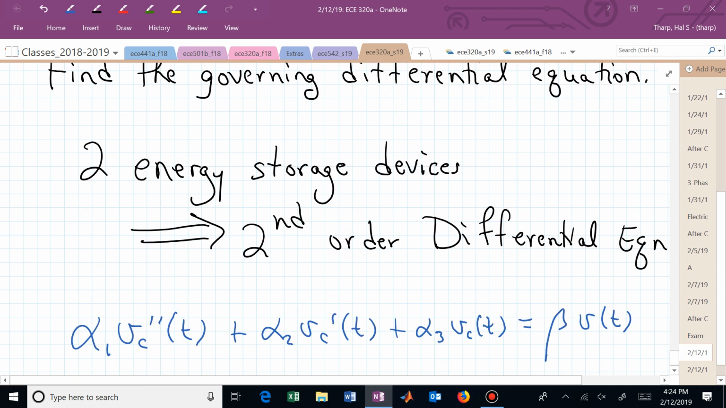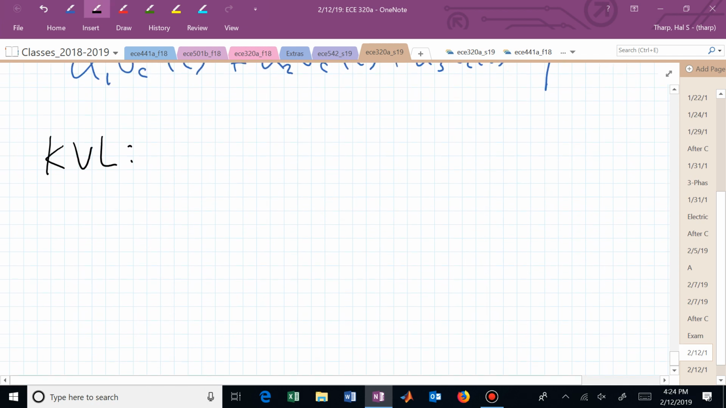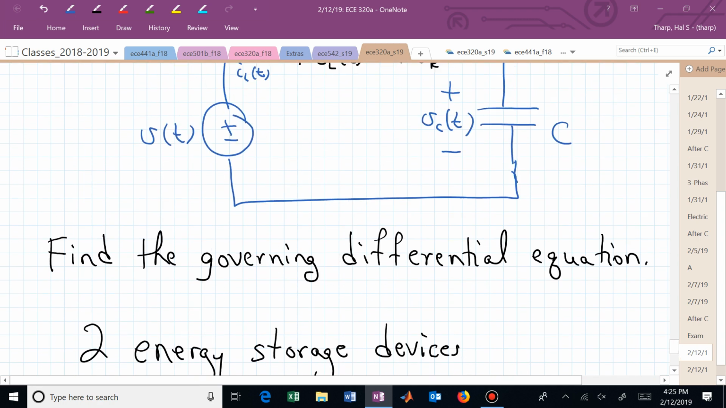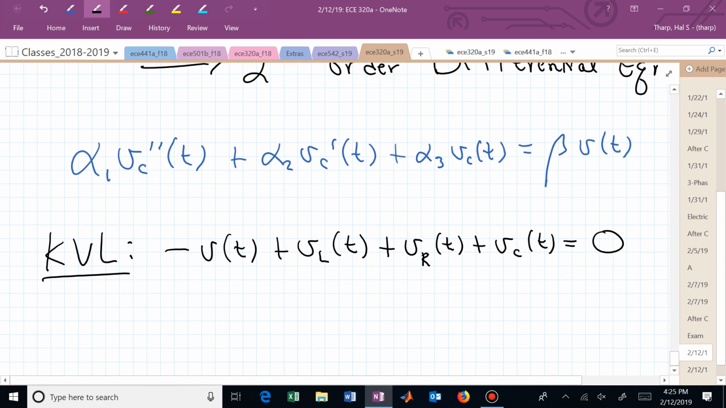We can now, from KVL, say, oh, we have minus V of t plus v sub L of t plus v sub R of t plus v sub C of t equals what? Now we're back where we started, so that KVL needs to equal 0. And now we have 4 variables that we've introduced, and we know it's a second order differential equation.